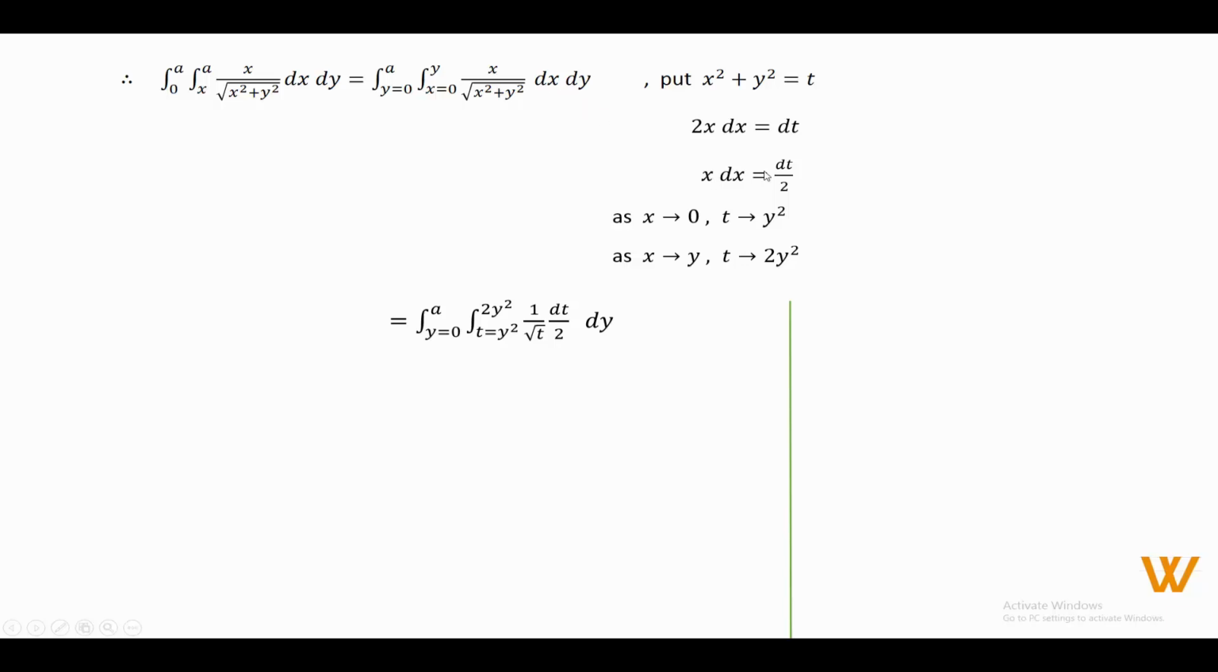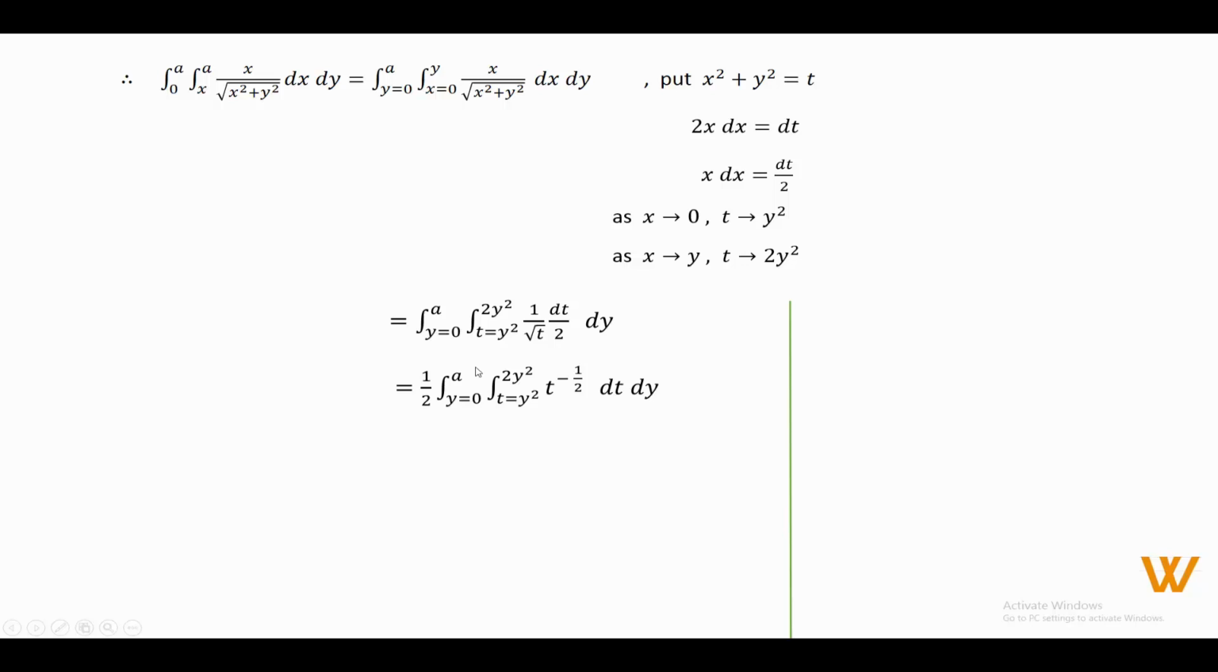x dx is dt by 2, and 1 upon square root of x square plus y square is 1 upon root t. So x dx is dt by 2 into dy, and this 1/2 is a constant. First write down outside the integration 1/2. Integration limit y varies from 0 to a. Next integration limit t varies from y square to 2y square.